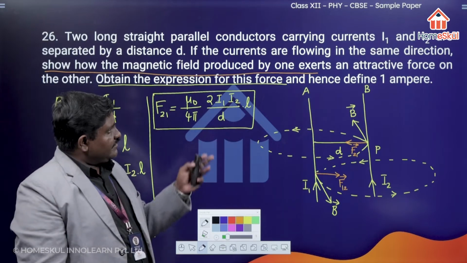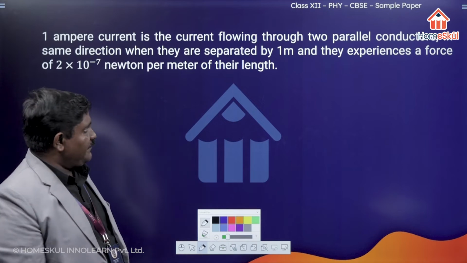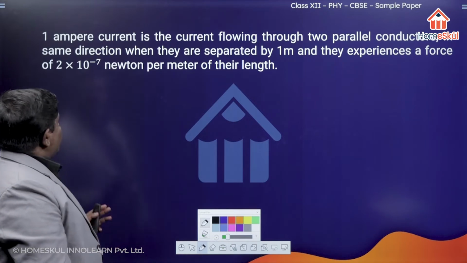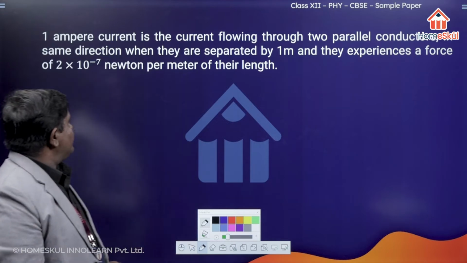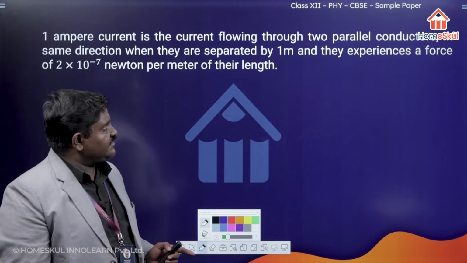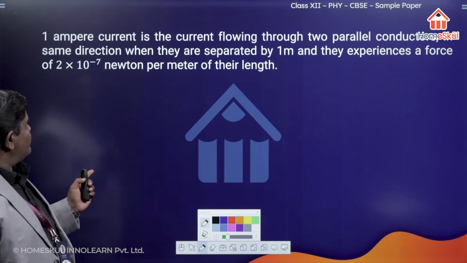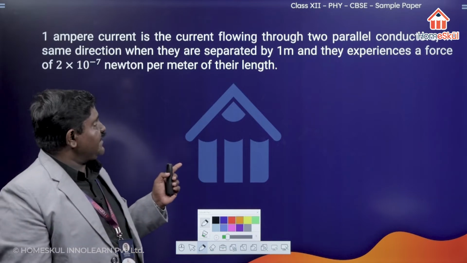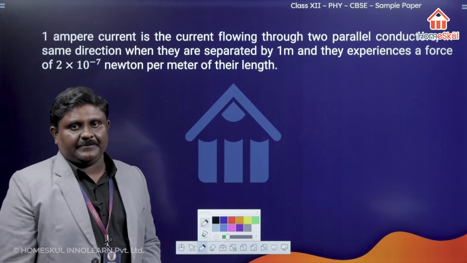Clear? Then the last one: hence define 1 ampere. 1 ampere is the current flowing through two parallel conductors in the same direction, when they are separated by 1 meter and they experience a force of 2 into 10 raised to minus 7 Newton per meter of their length. So this is the definition of 1 ampere.